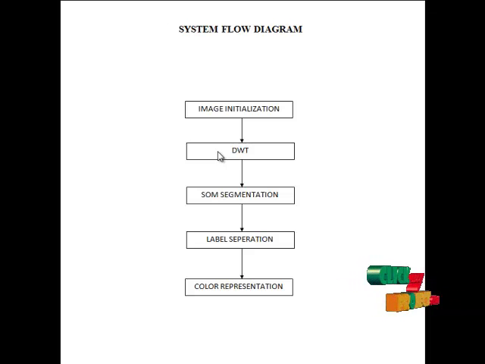Then from these feature values from DWT, we extract the cluster information by using the SOM segmentation algorithm, and finally we segment the given brain images by using SOM and provide each and every cluster a label information for the pixels. This gives the segmentation result. Then we separate each and every label from the labeled images, and finally we provide color representation for the separated labeled pixels. Thus we segment the given brain image by using the SOM algorithm.